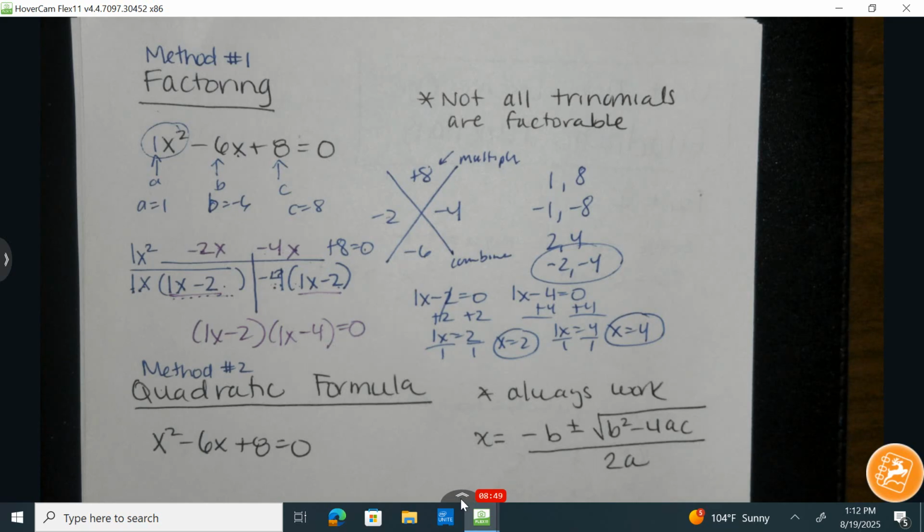So sometimes only one is the answer, and the other one is what's called an extraneous solution. So it's like a sneaky answer. You did all the math right, but it doesn't work when you plug it back in.